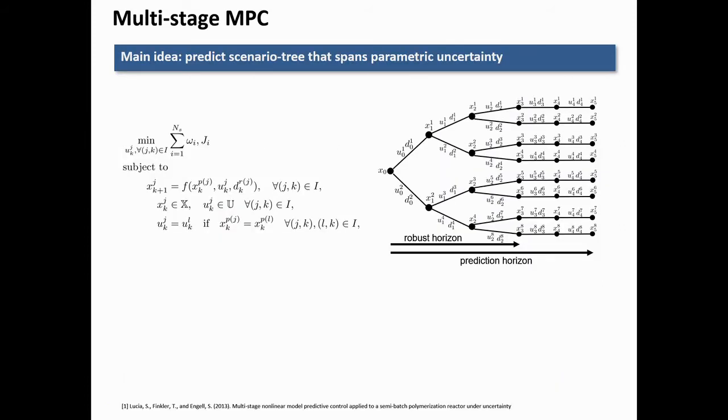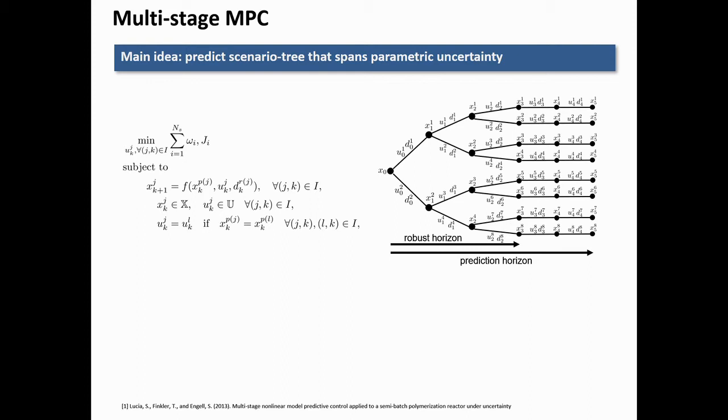In the multi-stage MPC, basically a scenario tree is built. Instead of having a single prediction, the MPC has a scenario tree of predictions. The branching of the scenario tree is due to a parametric uncertainty. So it's assumed that the parameter can take finite values, the so-called realizations, and at every point of the prediction horizon, it's assumed that all the possible realizations occur.